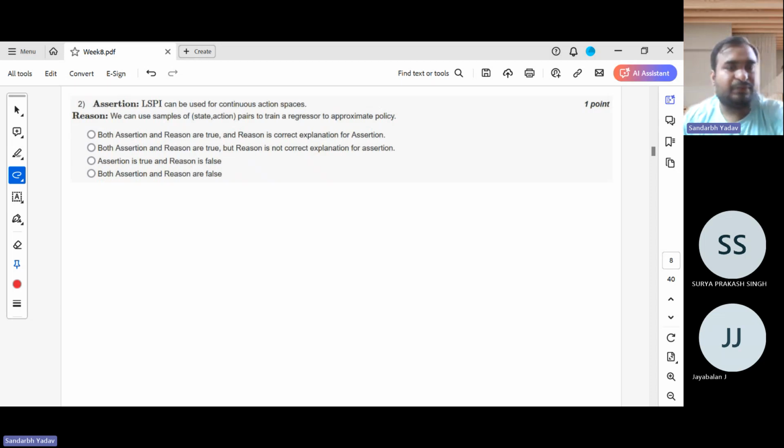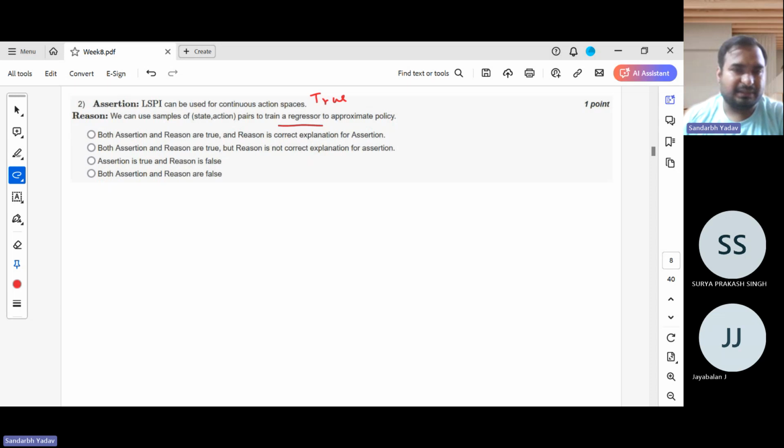The next question is regarding least squares policy iteration. It says that it can be used for continuous action spaces. True, it can be. In fact, this is one of the advantages of least squares policy iteration. The reason given is that we can use samples of state action pairs to train a regressor to approximate the policy. Since we are dealing with continuous action spaces, we use a regressor; if it was discrete, we would have trained a classifier. Is this reason correct?